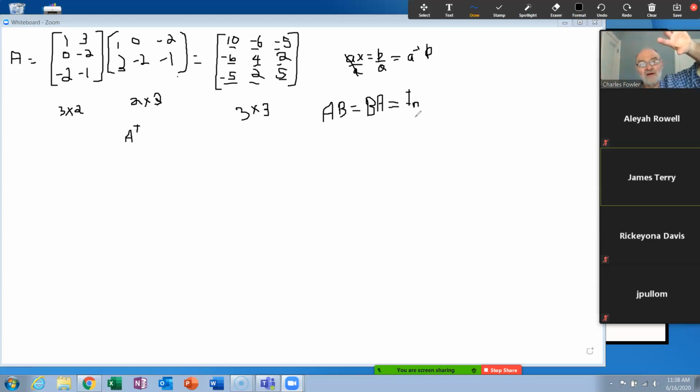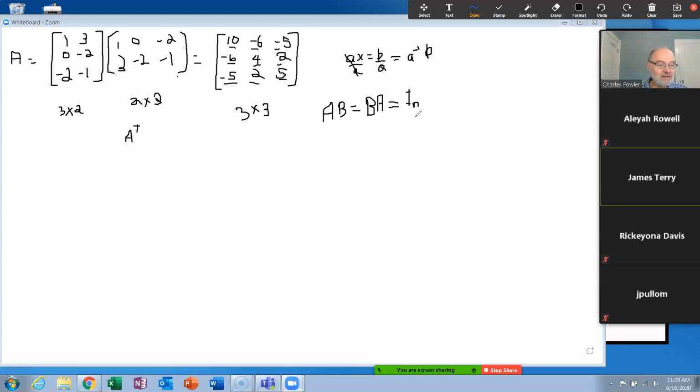And how about everything off the main diagonal? All 0s. That's what our identity matrix is. So if n happens to be a 3, I3, that would be a 3x3 identity matrix. 1, 0, 0, 0, 1, 0, 0, 0, 1. Main diagonal is 1. Everything else is a 0.